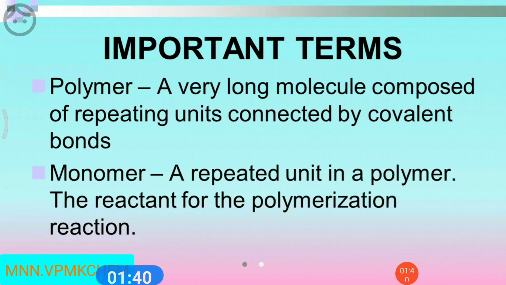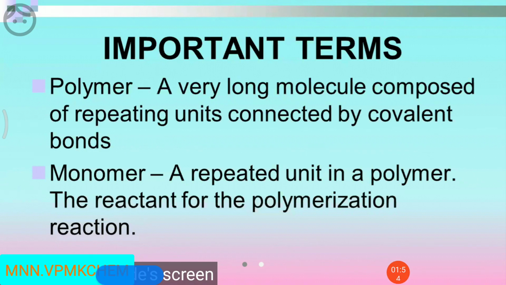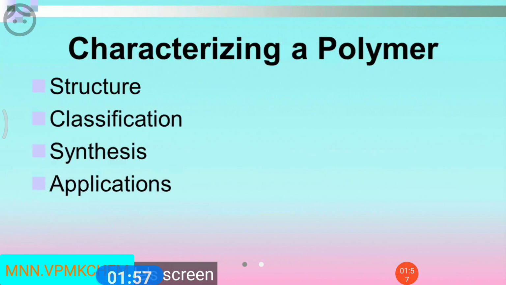Another term is degree of polymerization. What is that? It represents the number of monomeric units present in the polymer. That is called degree of polymerization, and it is usually represented by small n. Now we are going to study the polymer with respect to four important points. First, the structure of the polymer, then how it is classified, that is classification. Third is synthesis of that particular polymer, and then where it is used, or in short, applications of that particular polymer.